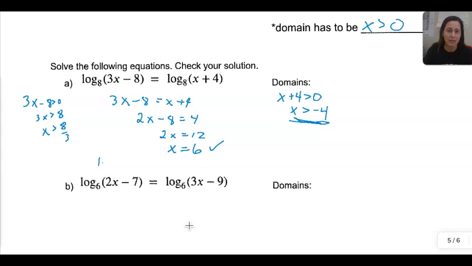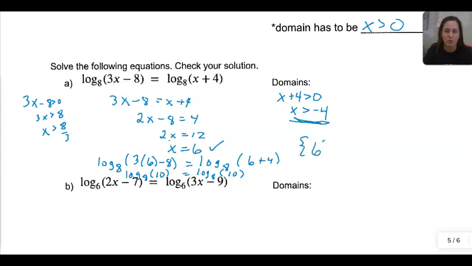And then we can just plug it back in to make sure that it is accurate. So we have 3 times 6 minus 8, and we compare to see if it's equal to log base 8 of 6 plus 4. So on this side we have 18 minus 8, and that will get us 10. So log base 8 of 10 is equal to log base 8 of 10 on both sides. So we do know that x can equal 6 for our solution. So I wrote those in a solution set.